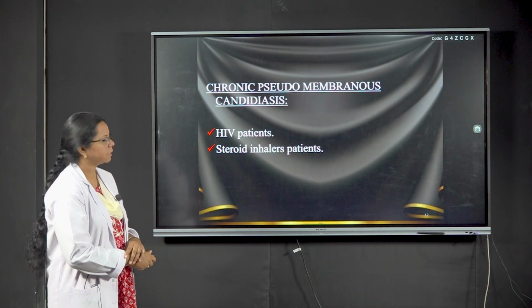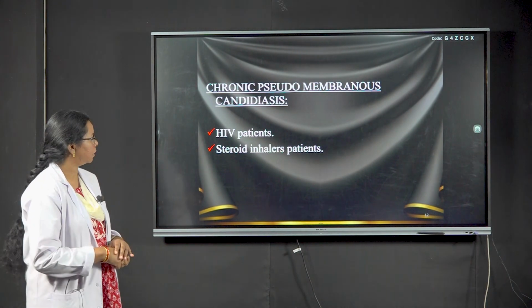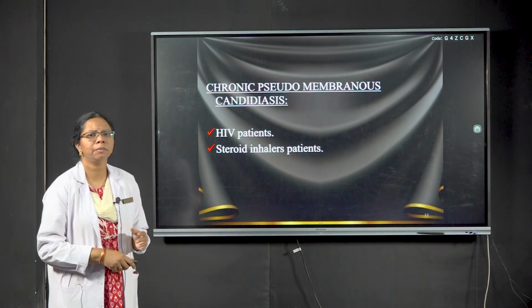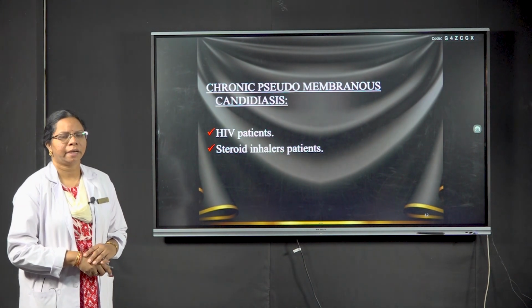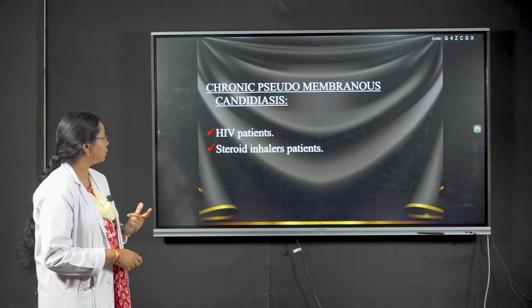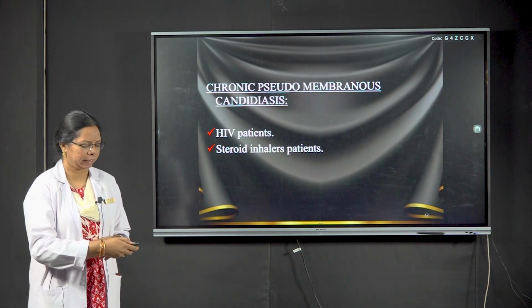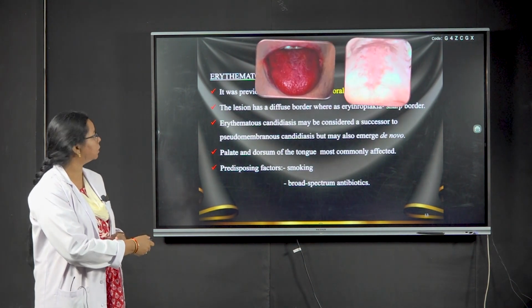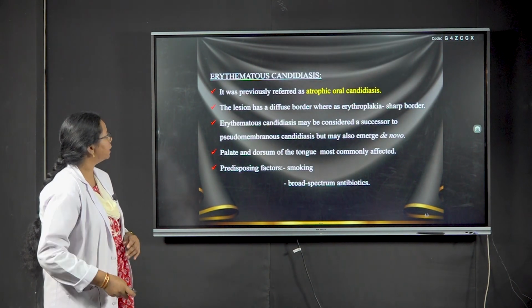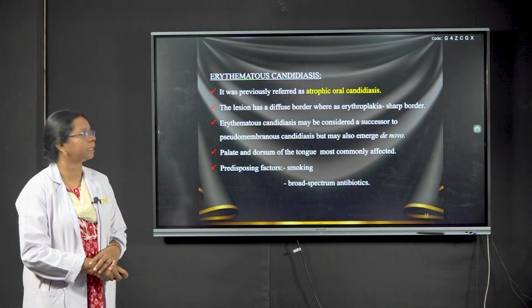Chronic pseudomembranous candidiasis. The clinical features of chronic pseudomembranous candidiasis are similar to acute candidiasis, but the duration is more, and it's usually seen in HIV patients and patients who are using steroid inhalers for a very long time. And the next one is erythematous candidiasis. It is also known as atrophic candidiasis.